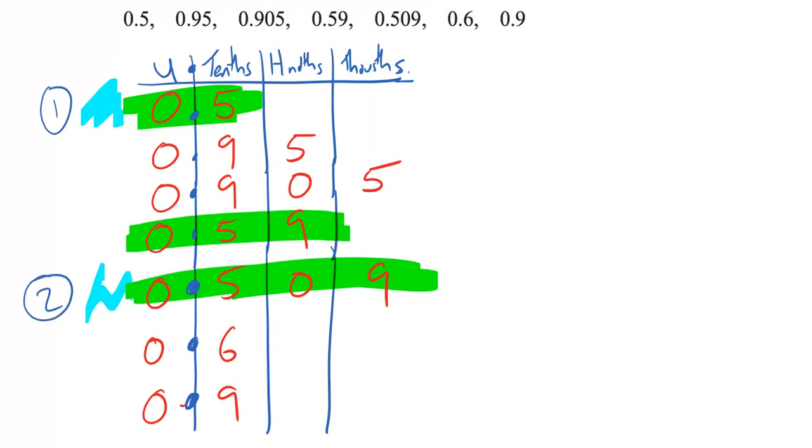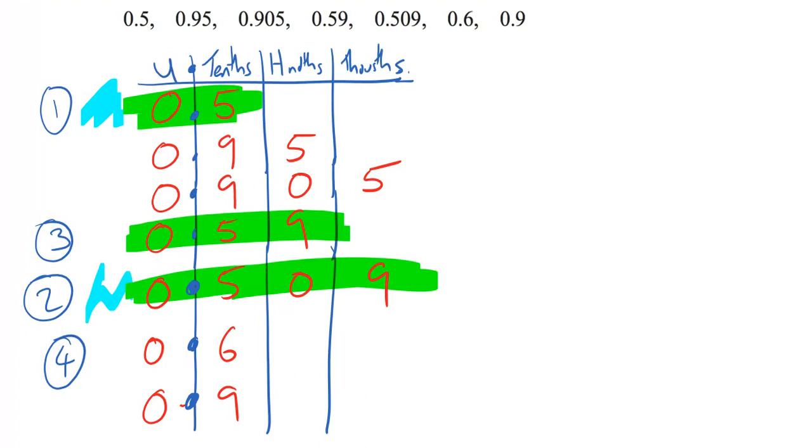Our second smallest number is going to be 0.509. And our third smallest number, therefore, is going to be 0.59. So moving up from there, we go back to the tenths column and we see, well, what is the next smallest? And straight away, there's only one of them. It's going to be 0.6. It's got a 6 there, and the other 3 all have 9s there.